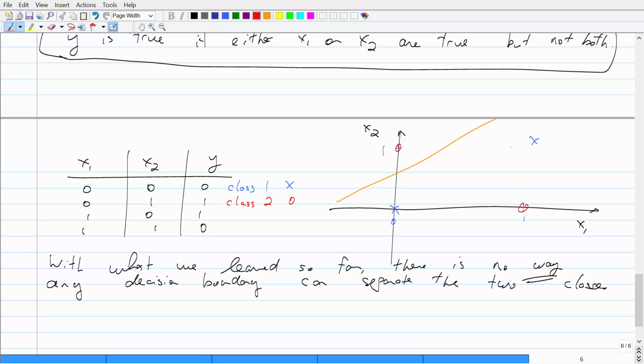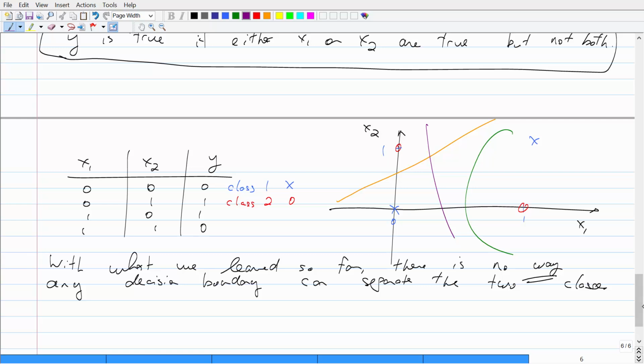Or maybe I'll try something like this. Well, that's not going to work either because you already have two misclassifications. This line can't separate between the two. Or maybe I'll try something like this. That's not going to work either. So none of these will work. There's no way you can have a decision boundary that'll separate between these two classes successfully without making an error. So this is what's known as the XOR problem. What we've learned so far is that we wanted to find a line that'll separate between the two classes, but that's not going to work.